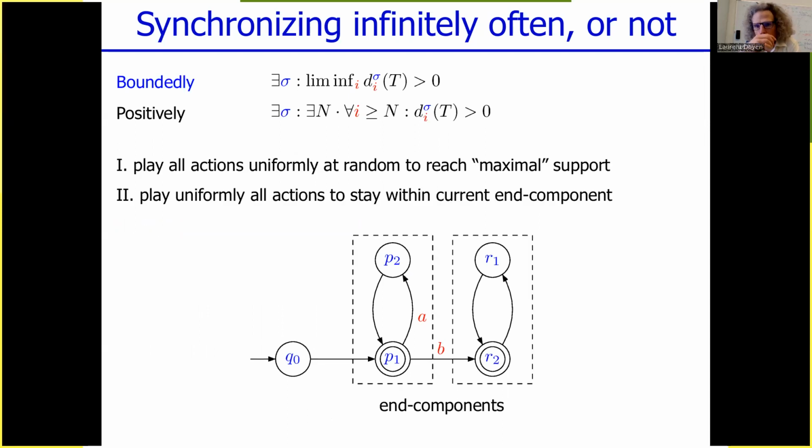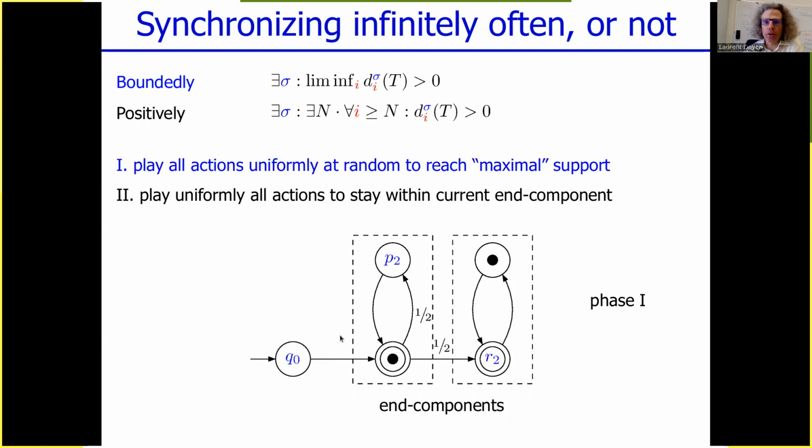So what we will do is look at these components, which are the end components, but in case of a graph, it's just a strongly connected component of the system. And indeed, playing all actions uniformly at random, which is the first phase here, is a good idea to reach maximal support, and we can do that initially. So in the first phase, we do that.